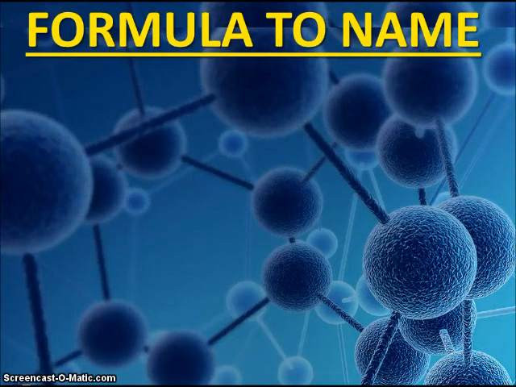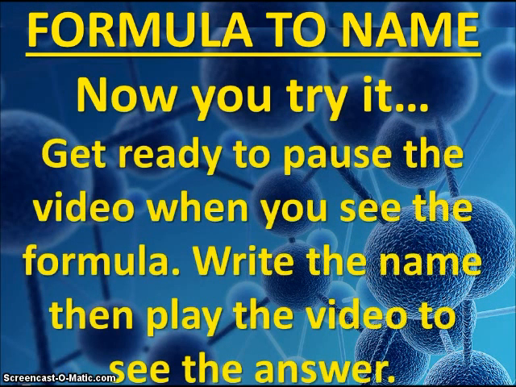Okay, now it's your turn to start practicing. You're going to be going from the formulas to the names. Now, remember, you're going to pause the video. I'm going to give you a formula. You write down the name after you pause the video. Then you can play the video and I'll give you the answer. Remember that these are going to be pretty easy because we haven't done anything other than ionic, so these are all going to be ionic. They're all going to have a metal in them. Once you start mixing them together, you've got to make sure that you ask yourself, is there a metal?